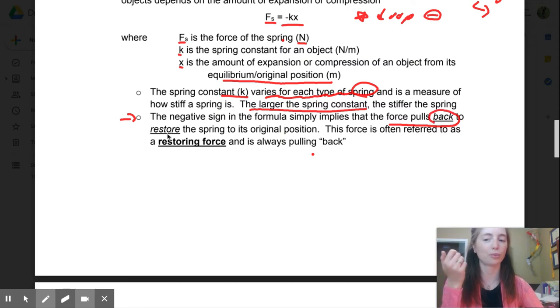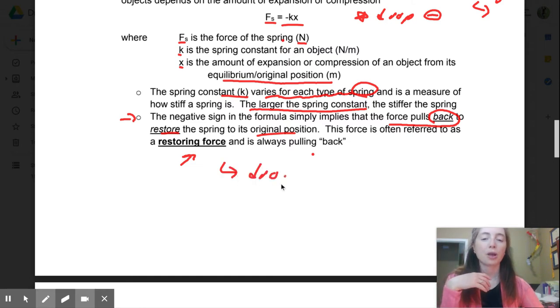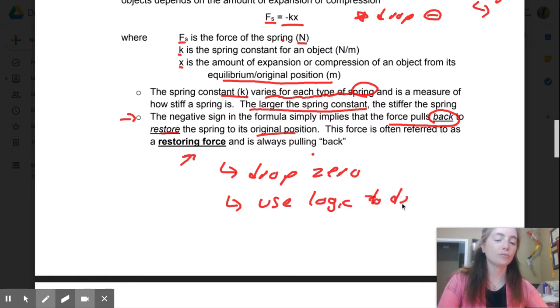Okay. So ladies and gentlemen, now this negative sign just implies that it's the force necessary to pull back or restore the spring to its original position. It's called the restoring force, so it's always pulling backwards. Now, because we can use this equation in many different scenarios, you are more than welcome to just drop the negative in your calculations, and then you can use your logic to determine your direction.